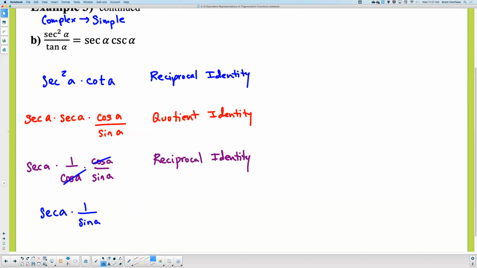And we're going to say that equals a secant times a cosecant. By what identity? What makes a 1 divided by sine? Reciprocal. This is a reciprocal identity. And whenever you're done, you can either do a box or in this case, I'll just do a check mark saying we verified that these are equal to each other.